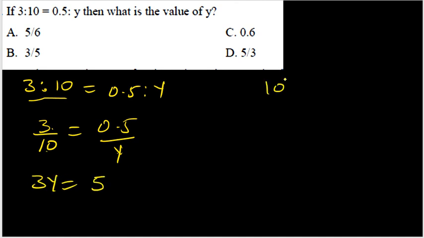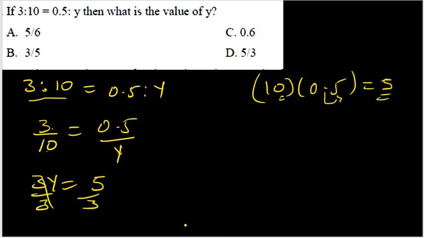You know, 10 multiplied by 0.5 means when you multiply a decimal by 10, depending on the number of 0s, the decimal will be shifted. Since it has only one 0, the decimal will be shifted to the right side. So what remains? Just 5 remains. Then divide both sides by 3. So the y value will be 5 over 3.